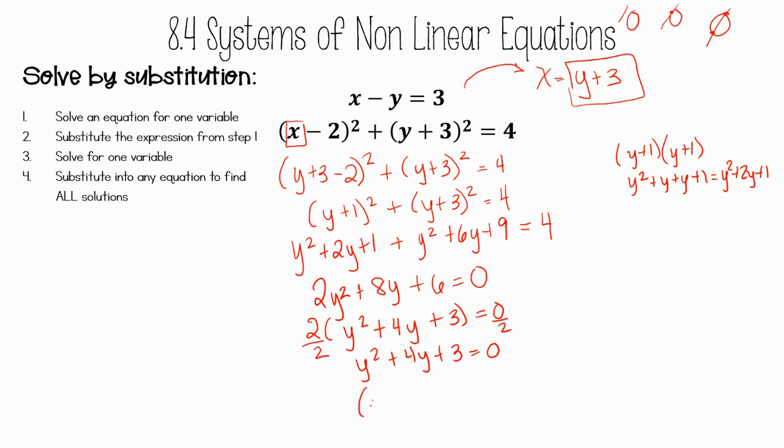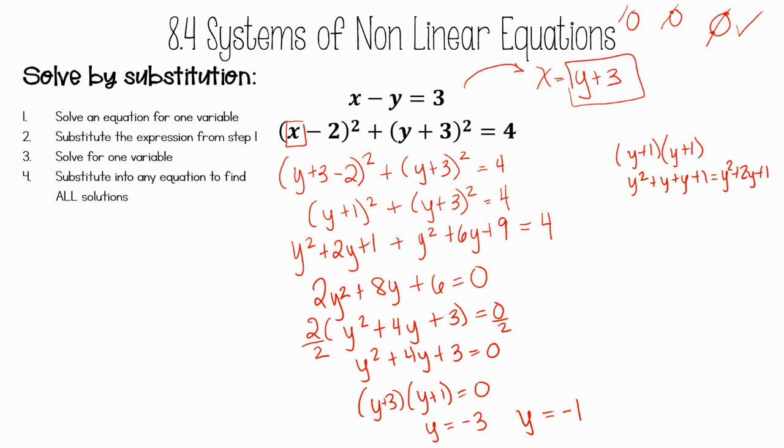And then I can factor. I need factors of 3 that add up to 4, which are 3 and 1. So y is going to equal -3, and y is going to equal -1. That right there shows me I have 2 points, so I need to find my x's. I could plug back into the circle, but I can plug right back in here.